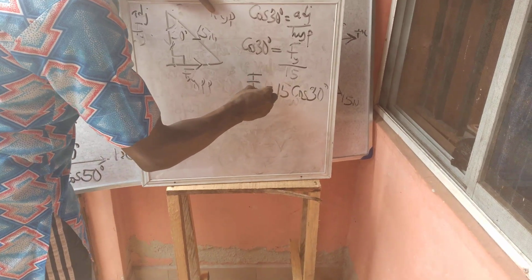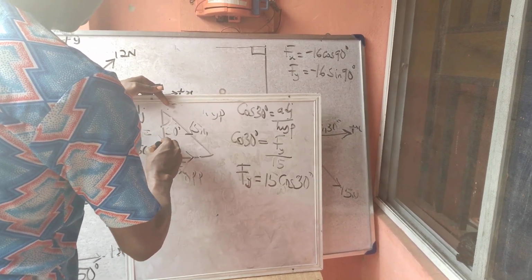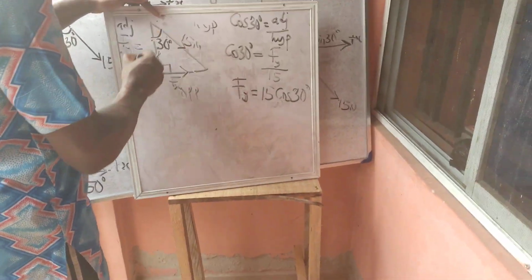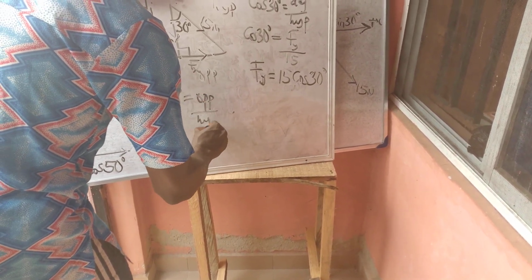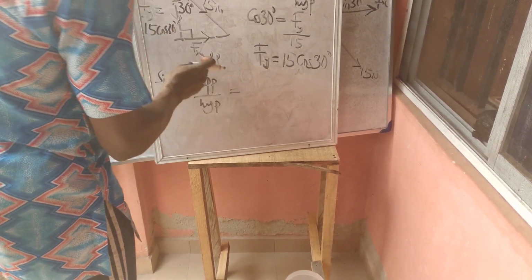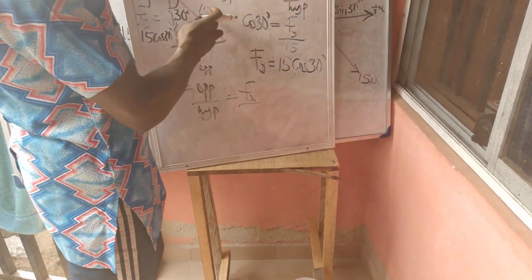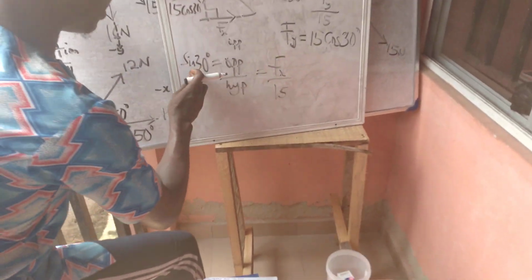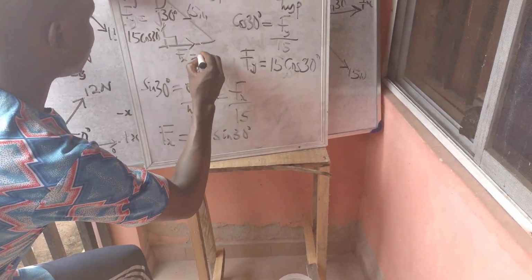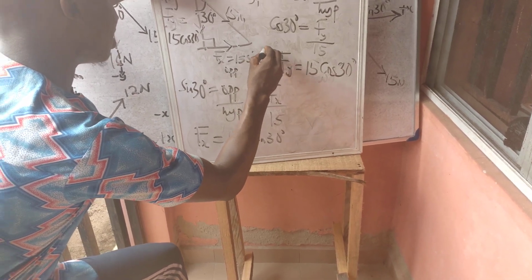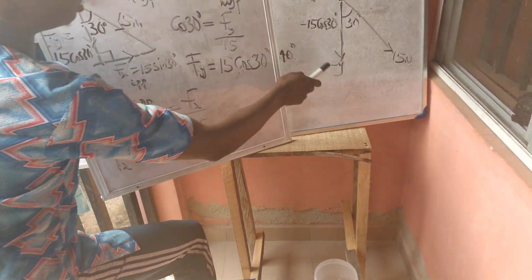Now how do we look for the horizontal component Fx? We have the vertical as 15 cos 30 degrees by virtue of the inclination angle 30. For the horizontal component, sine 30 degrees is opposite over hypotenuse, where the opposite is Fx and the hypotenuse is 15. Cross multiplying, the horizontal component Fx is 15 sine 30 degrees. I believe at this point you understand how we arrived at our answer: the horizontal component is 15 sine 30, and the vertical component is 15 cos 30 degrees.